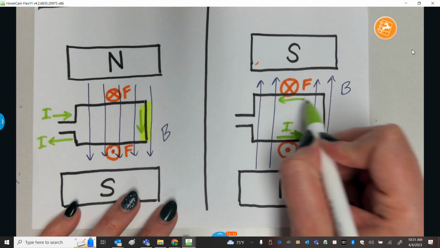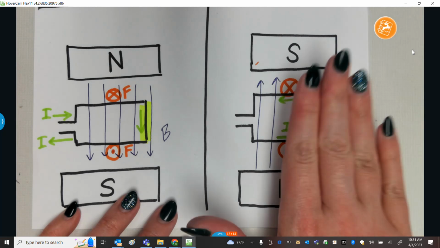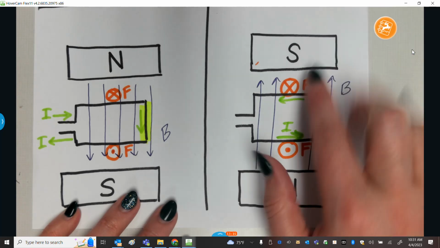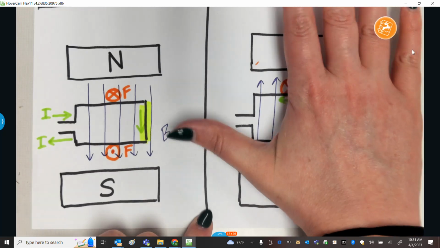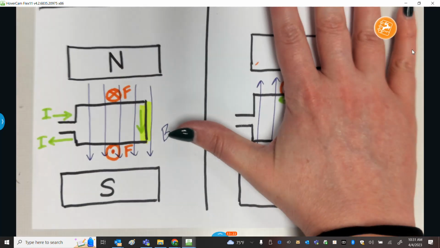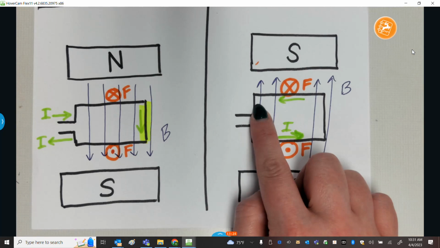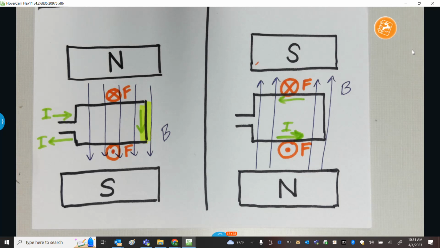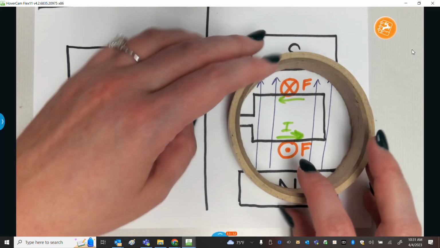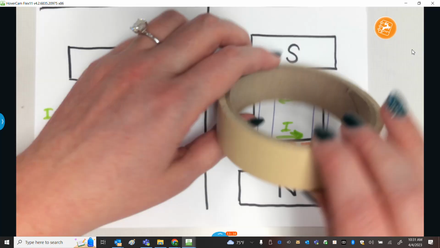And I can see why, because if I flip my hand over, now my force, which is my palm, is going into the page, which it is, and my thumb is pointing to the left. So I have labeled my current to the left. So this loop of wire comes in and goes out on this side. But again, you're still going to have rotation because the forces are saying, let's push in and pull up at the same time. It's going to cause it to turn.